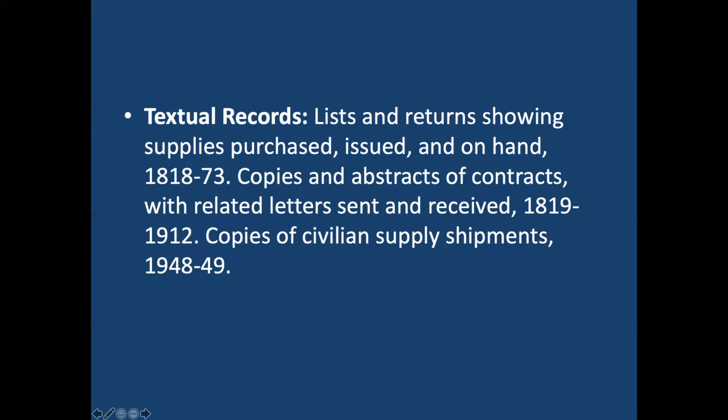There are records relating to supplies purchased, issued, on hand, inventory, those kind of things, copies and abstracts of contracts with related letters sent for 100 years, and then copies of civilian supply shipments. So it may be that if you're interested in a specific quartermaster, a specific quartermaster sergeant, or a civilian, whether they be part of the quartermasters or whether they be contractually doing work for the quartermasters, you may be able to find information in this area of the records.